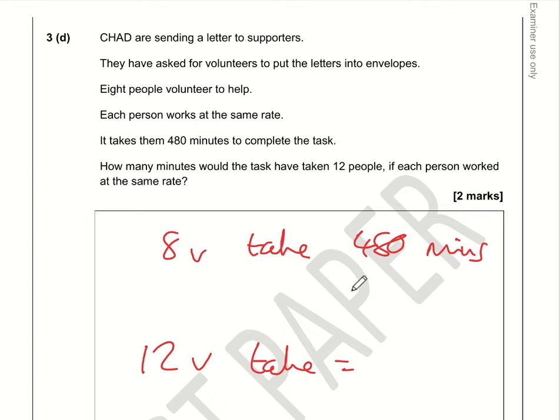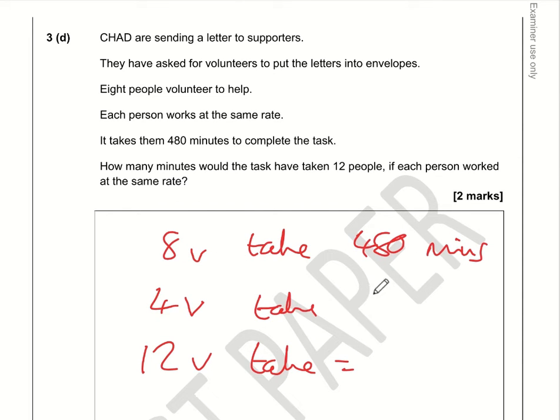Now what you could do is work out how long it would take one volunteer, but since these are both multiples of 4, I'm going to work out how long it would take 4 volunteers. So we've got half as many volunteers, so it will take twice as long, not half as long. Just because we're halving this number doesn't mean we're halving that number. This is indirect proportion, and just think of it logically. If you've got fewer people doing a job, it will take longer. So we've got half the number of people, so it will take twice as long.